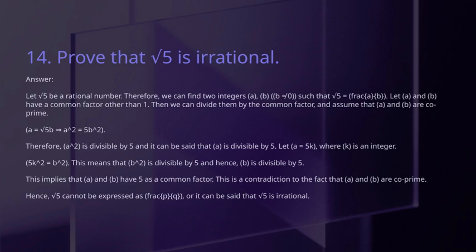Now, because a squared is divisible by 5, b squared must also be divisible by 5, which means that b is divisible by 5. But here's the problem. If both a and b are divisible by 5, then they share a common factor of 5. That's a contradiction because we initially assumed that a and b are coprime, with no common factors other than 1. So this contradiction proves that the initial assumption, that square root 5 can be expressed as a rational number, is false. Therefore, square root 5 must be irrational.